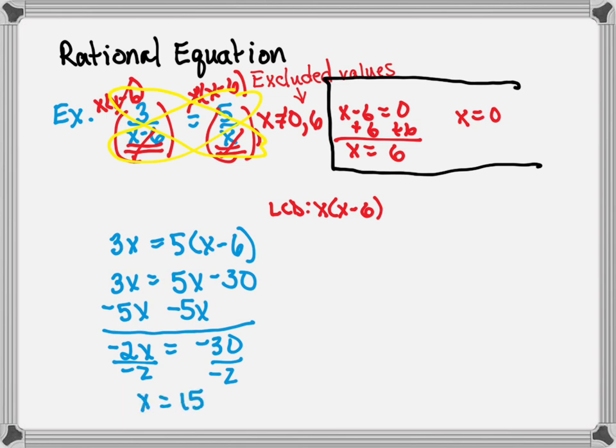But now remember, because this started as a rational equation, we need to check if the solution we found here is an excluded value. So let's check. 15 does not equal 0, so we're good there. And 15 does not equal 6, so we're good there. So x equals 15 is our solution.